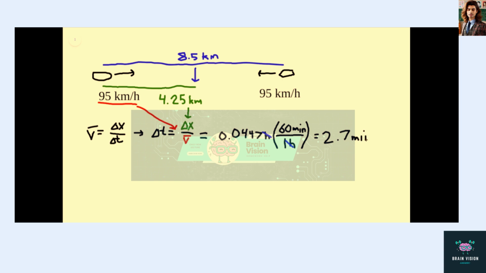So in those 2.7 minutes, you know that the left locomotive, going at 95 kilometers per hour, will travel 4.25 kilometers. The right locomotive is going at the same speed, so it's going to travel the same distance. And since when both locomotives have traveled 4.25 kilometers, they will collectively have covered that 8.5 kilometer distance, and they will both be at the same point right in the middle.